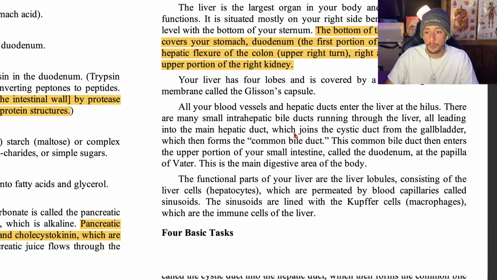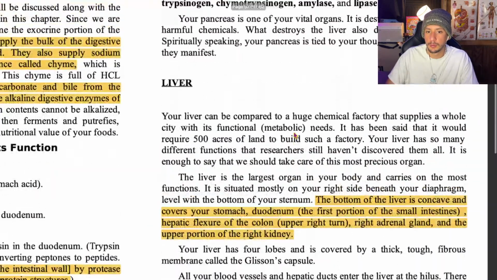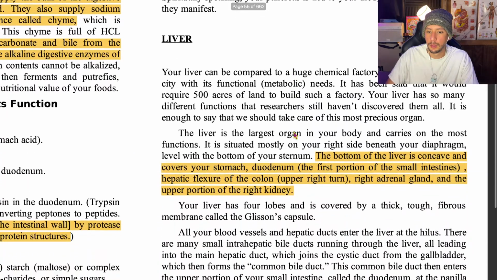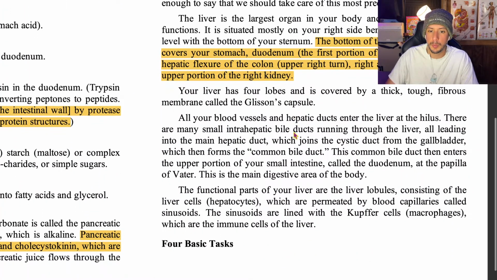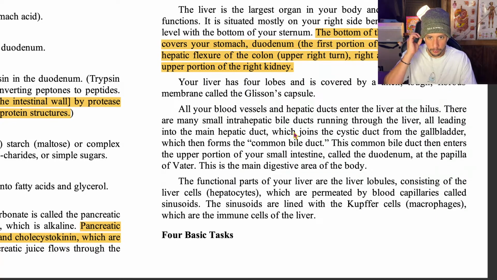It has 4 lobes and is covered by a thick, tough, fibrous membrane called the Glisson's capsule. So shout out Glisson. All your blood vessels and hepatic ducts enter the liver in the hilus.